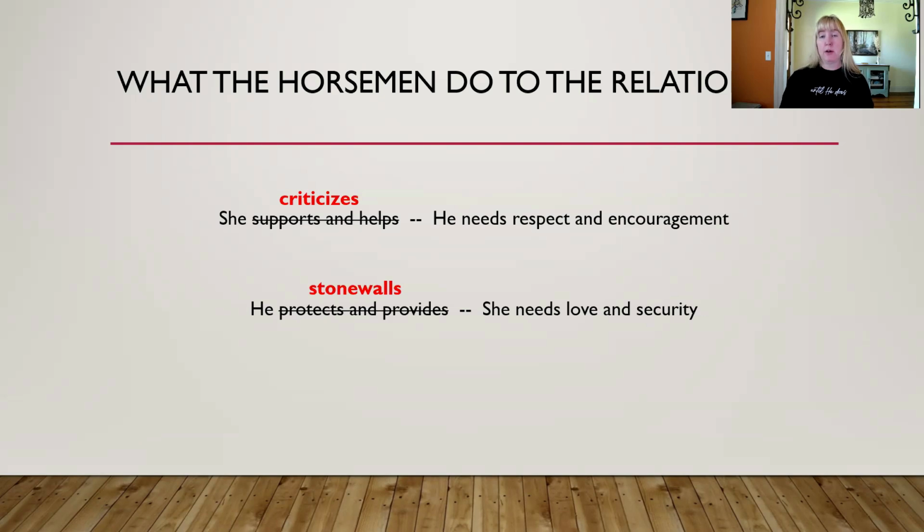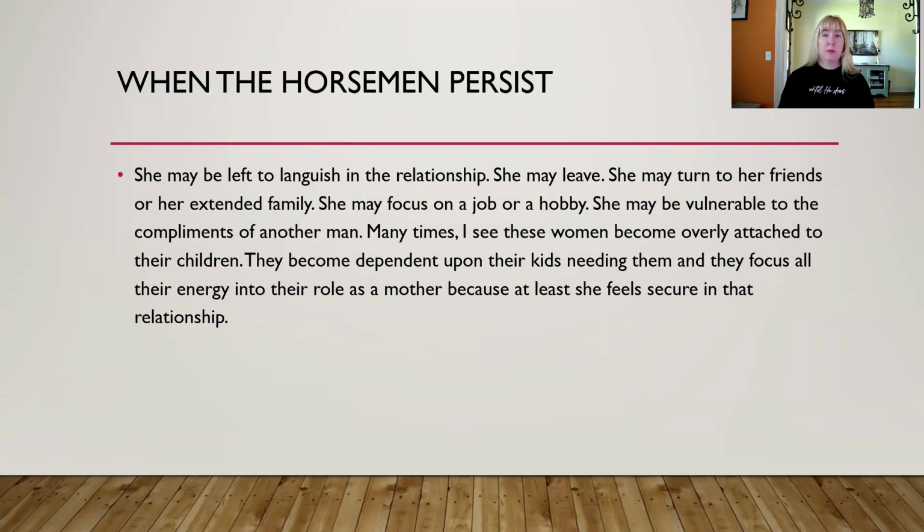And if this becomes the pattern, so we really need to be mindful of being critical and of stonewalling. So when the horsemen persist, they're not taken care of, they're not addressed when they show up, well, what happens? She may be left to languish in the relationship. She may leave. She may turn to her friends or her extended family. She may focus on a job or a hobby. She may be vulnerable to the compliments of another man.